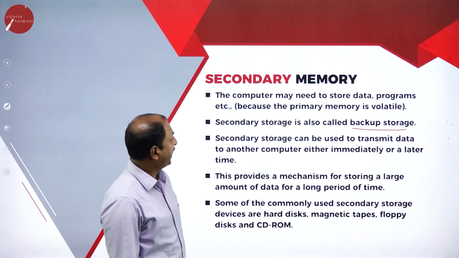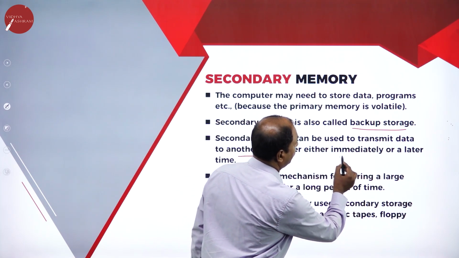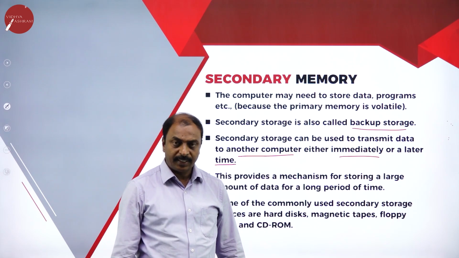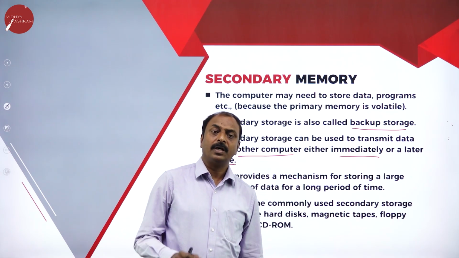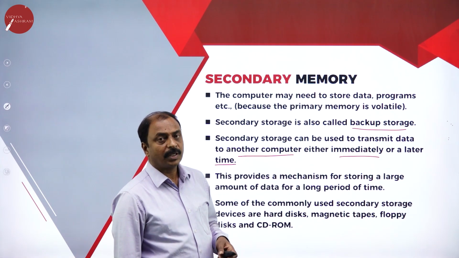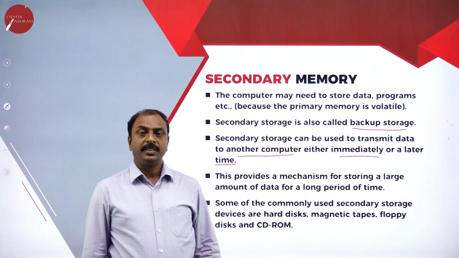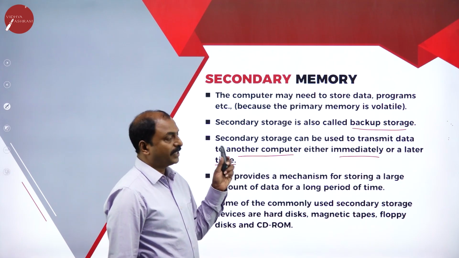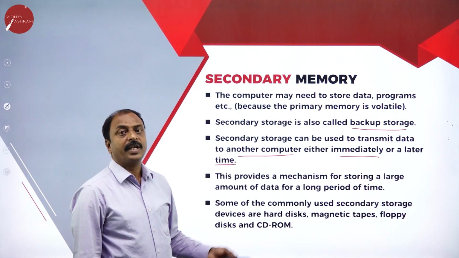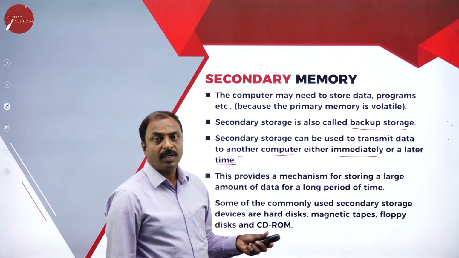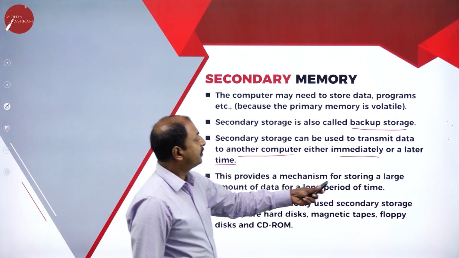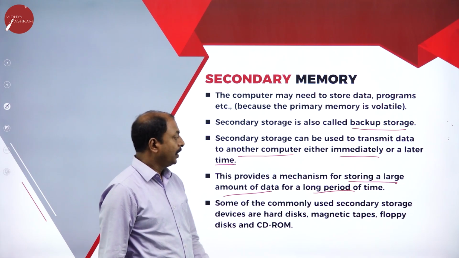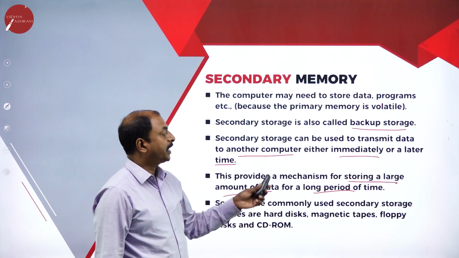Secondary storage can be used to transmit data to another computer either immediately or at a later time. So generally we use secondary memory devices to store the data for a long time, or we may have to use it at some other time. Why are we using this? Because with primary memory, or volatile memory, once the system is off, the data, the contents will be erased. So for that reason we use secondary memory devices where we can use the content, the data, information, programs in future. This provides a mechanism for storing a large amount of data for a long period of time. So this is why we are using secondary memory devices.